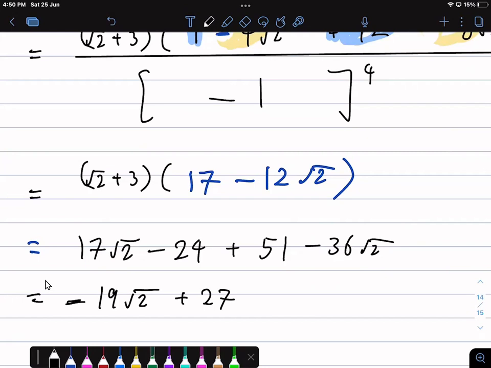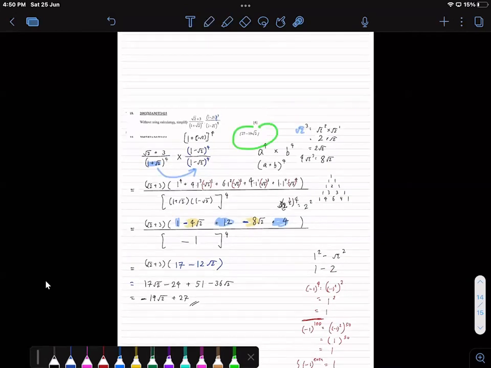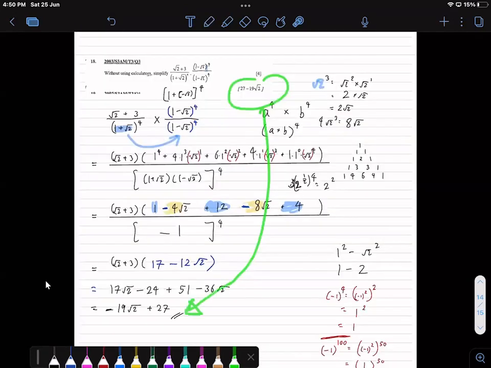Of course, you can just use a calculator for this. Okay, good. Yes, it's correct. Let's double check with the answer key. 27 minus 19 root 2. Is it the same? Yes, the order doesn't matter. Plus, minus, you can swap the order. So this is okay. Yay, great. 18 done. Let's move on.